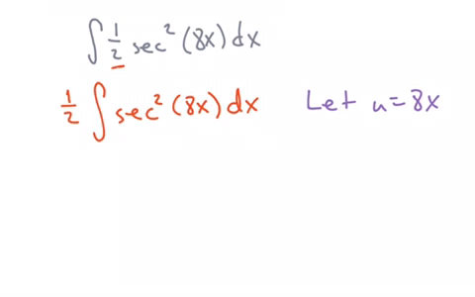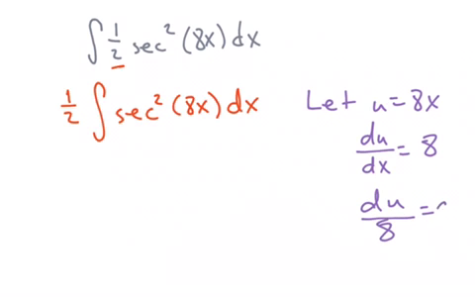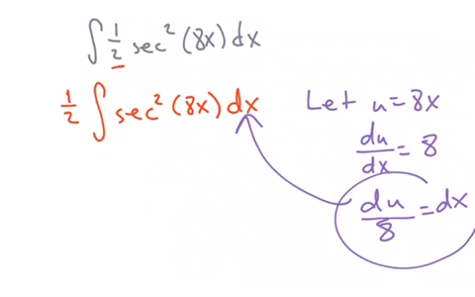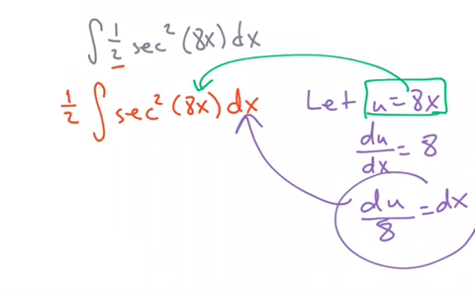Okay, so let's do that. So if I do this, I get du over dx equals 8. So du over 8 equals dx. And we're going to plug this in here. And u is equal to 8x, so that goes there. And so this just becomes 1/2 the integral secant squared, instead of 8x I have u, so secant squared u. Instead of dx, we have du over 8.